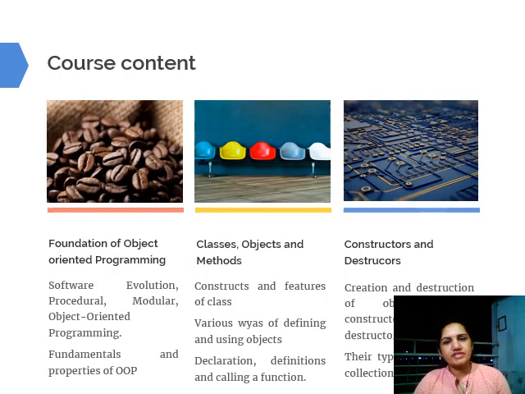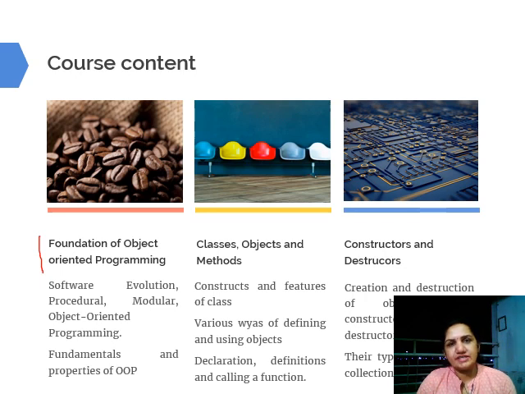Let us discuss the course content. You have 6 units, so your entire syllabus spans across these 6 units. The first unit is the foundation of object-oriented programming. In this unit, we'll be just discussing what exactly the facilities are that are provided by a language when it is called an object-oriented programming language.